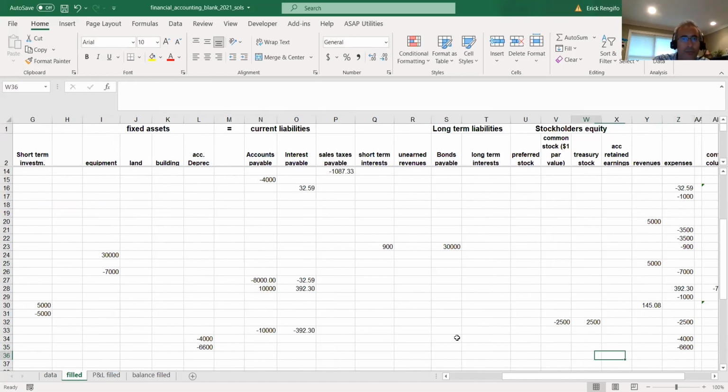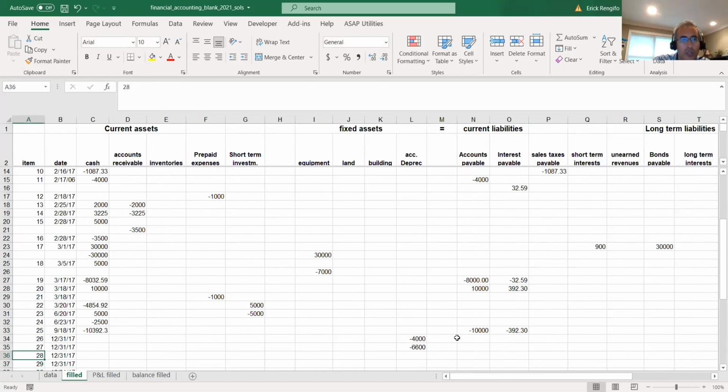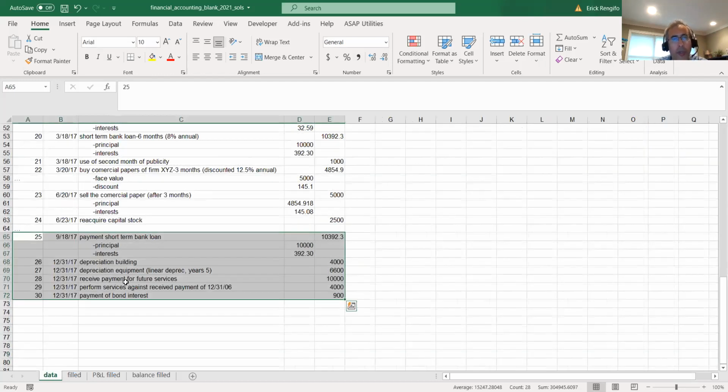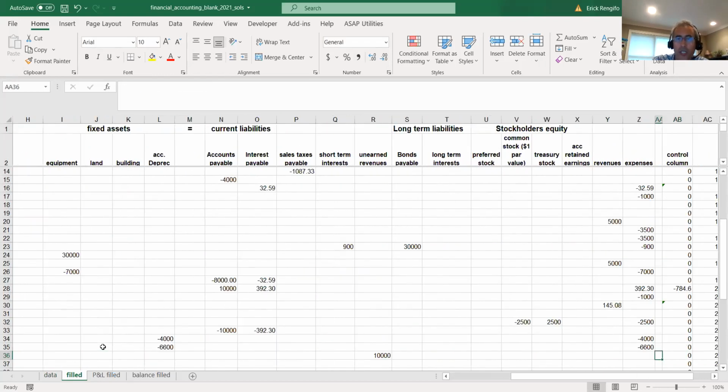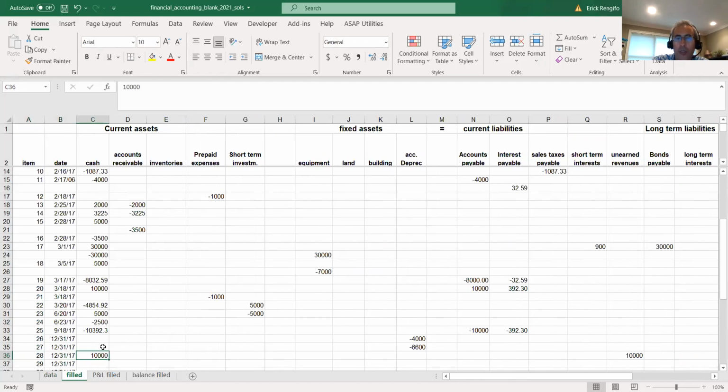Then I have 28. Receive payment for future services. So this is interesting, guys. I'm receiving payments for future services now. So I receive cash, but I haven't done anything. So I can consider this one as unearned revenues. These are unearned revenues. So this is not a revenue yet. I cannot consider this as a revenue because I haven't done the service. I just recognize this as a liability, right?